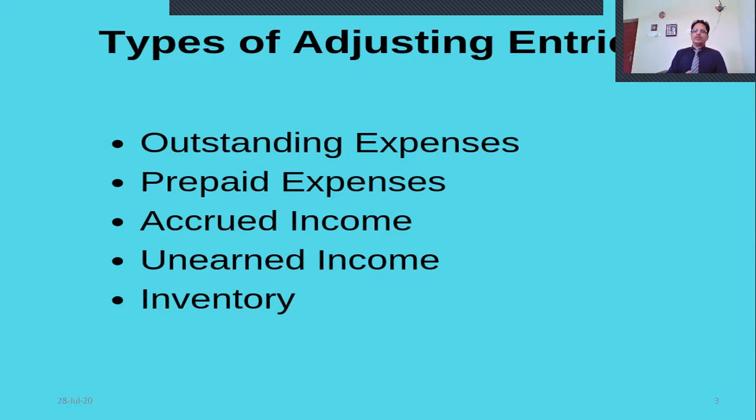Then our second entry will be when this expense becomes due. Now, 6,000 you paid for rent. So you make an entry: prepaid rent account debit 6,000 and cash account credit 6,000.